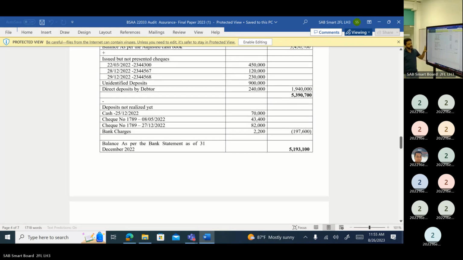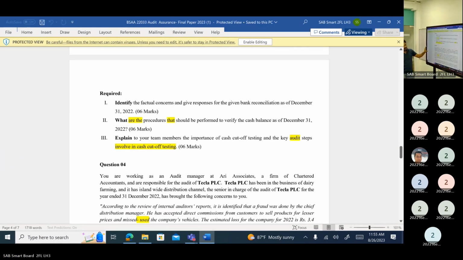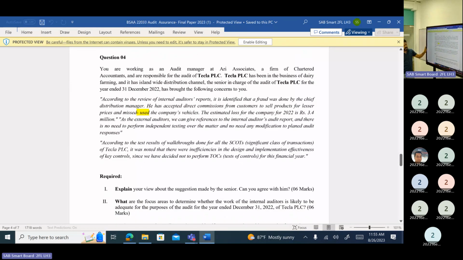Right. So this type of question is there. This is about a kind of suggestion given by the senior. As an audit manager, can you agree with that? Here what they are asking, I'm reading here. According to the test, they have two sections.